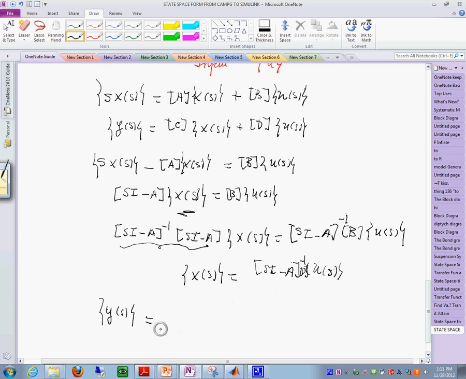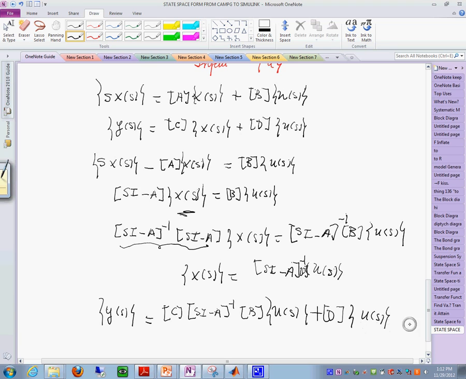Okay. Now this is Y of S is equal to. Do you see where it says C, matrix C, and then this X? So we need to put all this. We need to do SI minus A, and then B, and then U of S. See, it's getting better now. This, and then plus D times U of S.